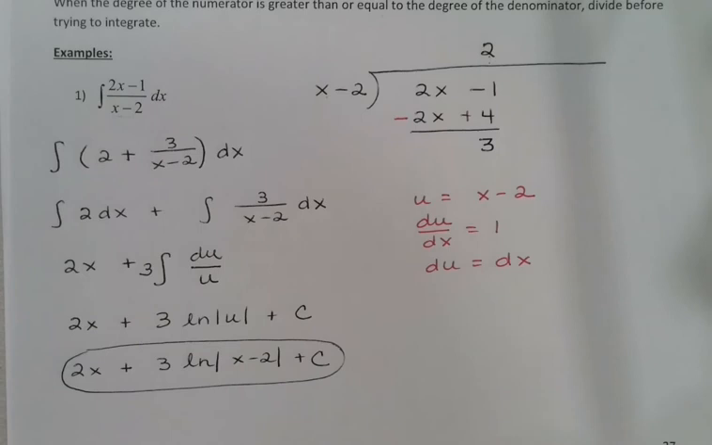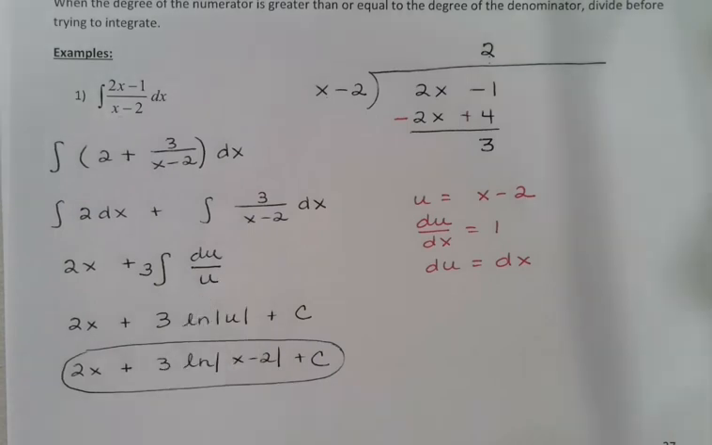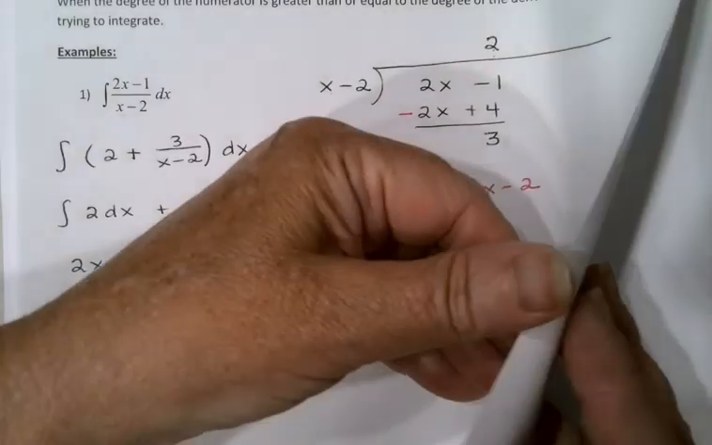So by doing the division step, I was able to simplify into one really easy integral and then one that came out really well with that u substitution. Again, letting u be the denominator. Let's try one more like that to finish out this section.